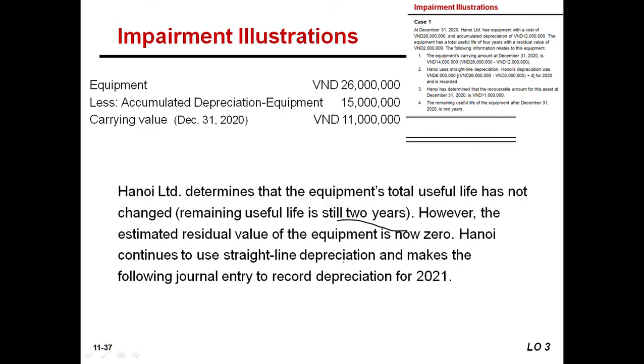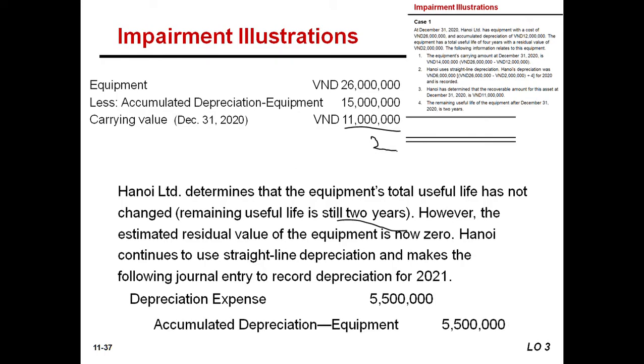So the only thing they have to do now is to pass the journal entry for depreciation. And what is the amount of depreciation? You could see here the carrying value on 31st December 2020 is 11 million. So 11 million and 2 years of useful life, divided by 2 should give you the amount of depreciation each year, and that's the entry you will pass. Depreciation expense debited and accumulated depreciation credited for 5,500,000. I hope I explained that.